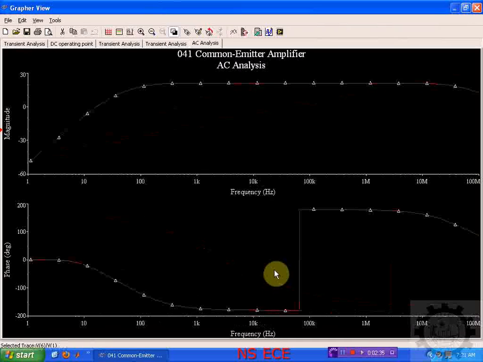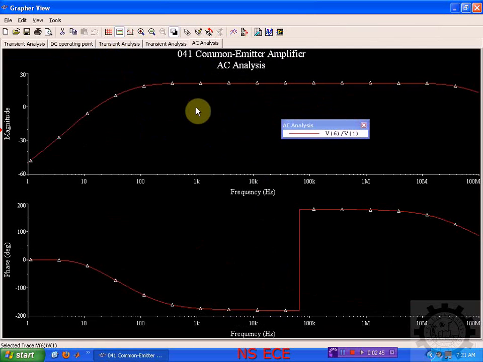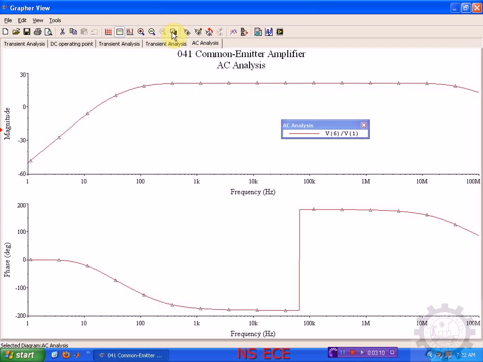Now I start simulate. This is the frequency response of the amplifier, that is the magnitude plot, whereas this is the frequency response of my amplifier, that is the phase plot. For selecting the magnitude plot, you just click here. For selecting the phase plot, you just click here, the red tab. So first of all, we select the magnitude plot.